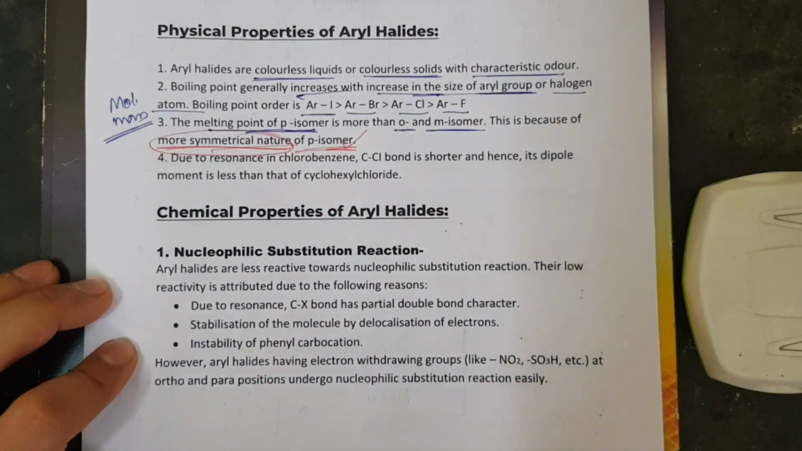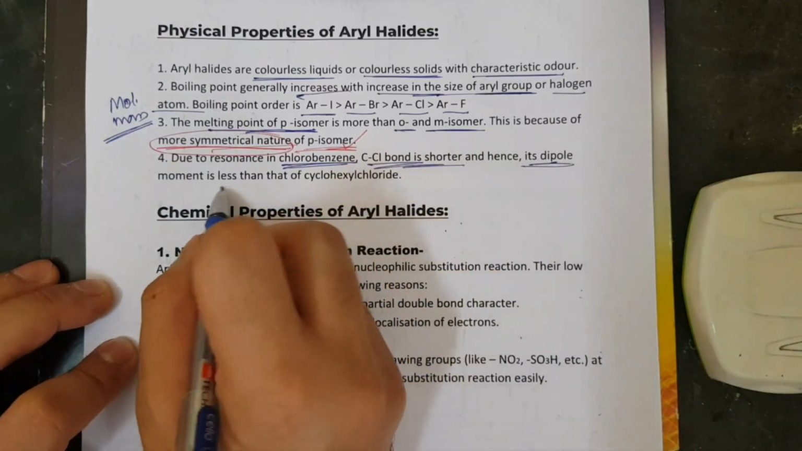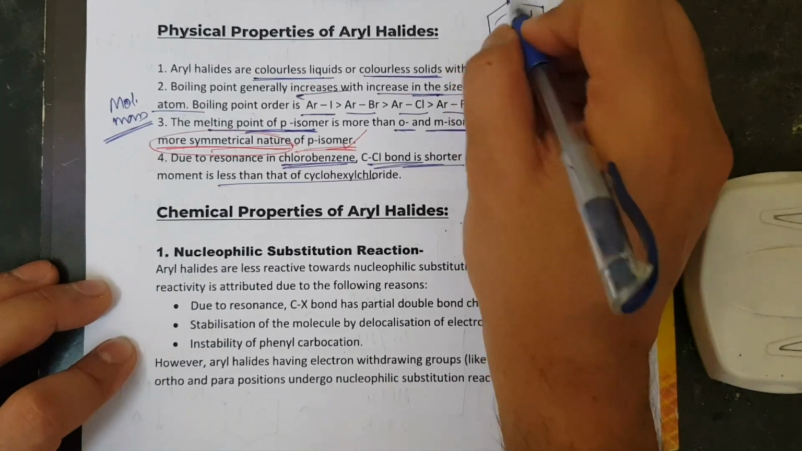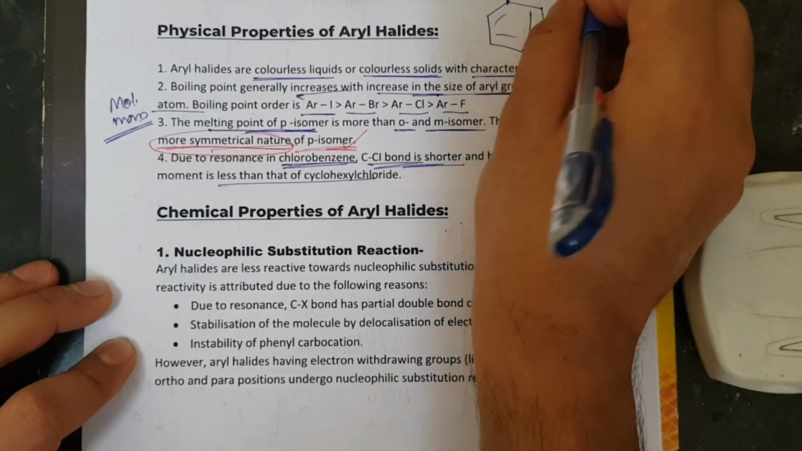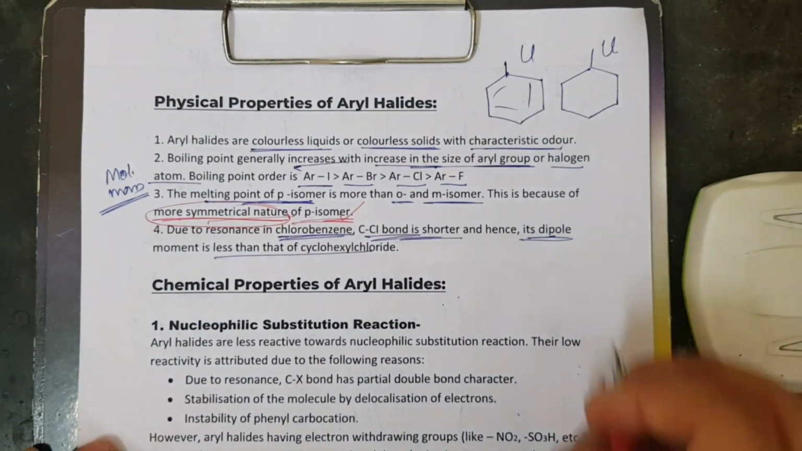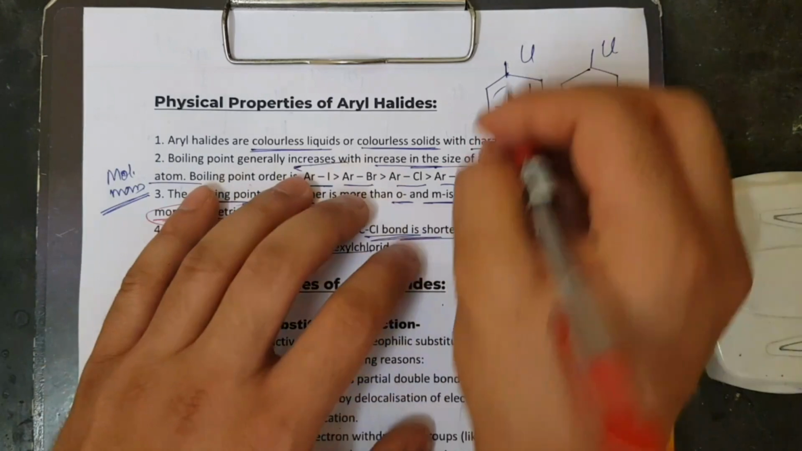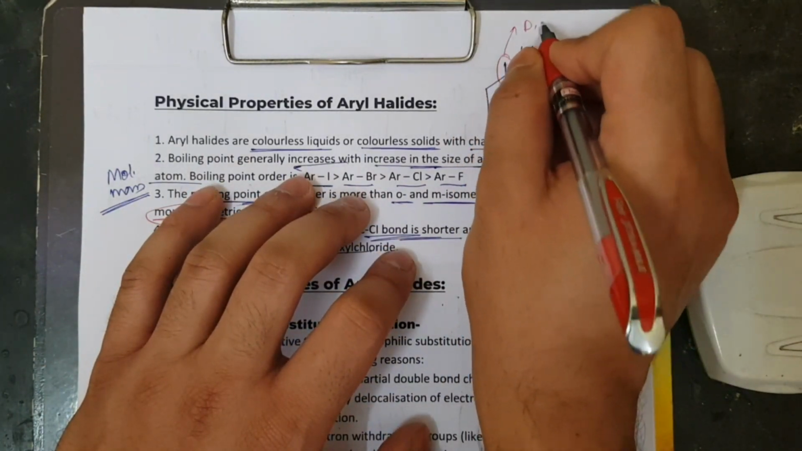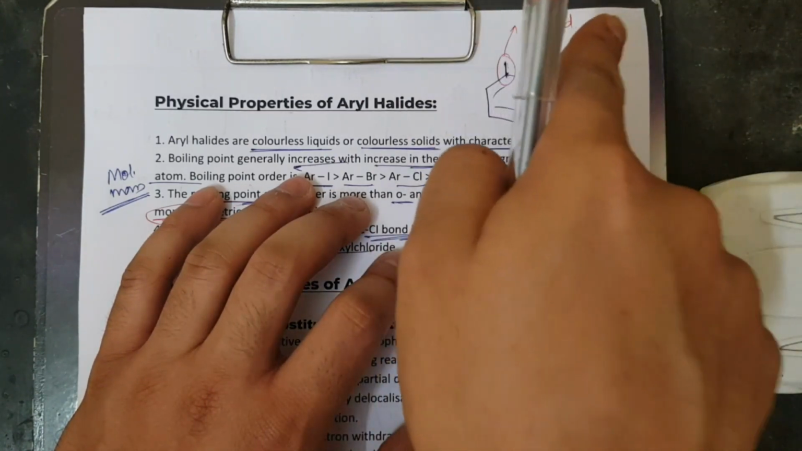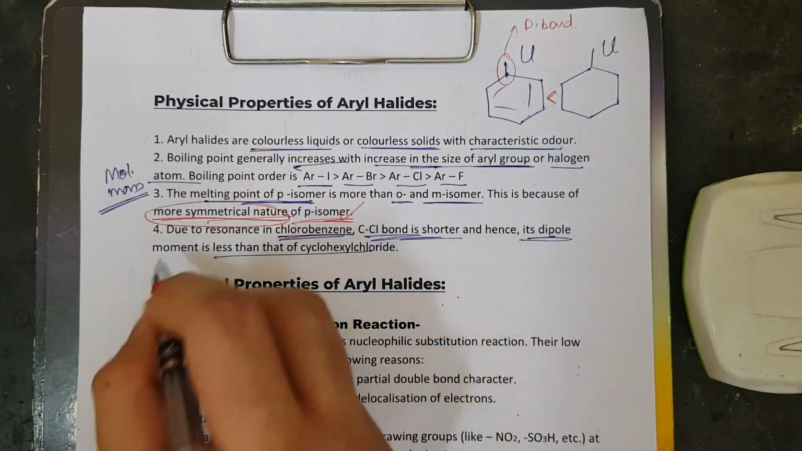Now due to the resonance in the chlorobenzene, the C-Cl bond is shorter and hence its dipole moment is less than that of the cyclohexyl chloride. What I basically mean to say here is that we have been given this chlorobenzene and cyclohexyl chloride. Okay, so dipole moment basically for the cyclohexyl chloride would be greater. Why? Because this bond is shorter. If you would draw the resonance structure, you would see that we would get a partial double bond here. Okay, double bond is coming, what does that mean? This bond is shorter in comparison to this bond, so that is why this would attract better and hence this would have a more dipole moment. So that is the point which I have mentioned here.